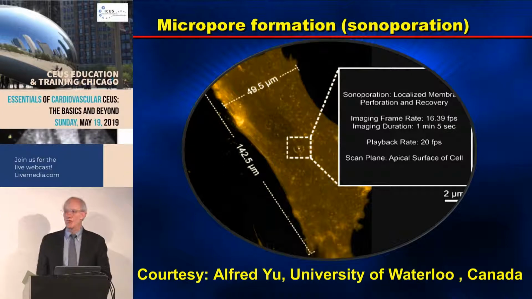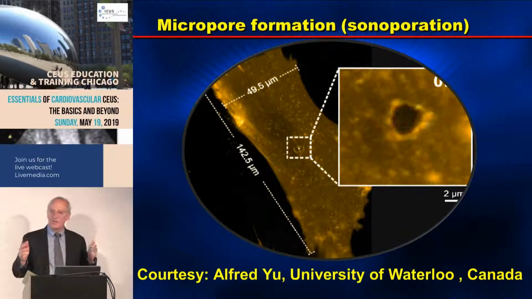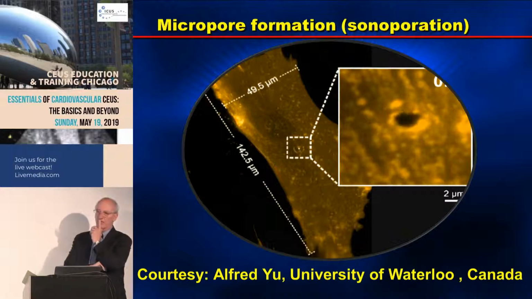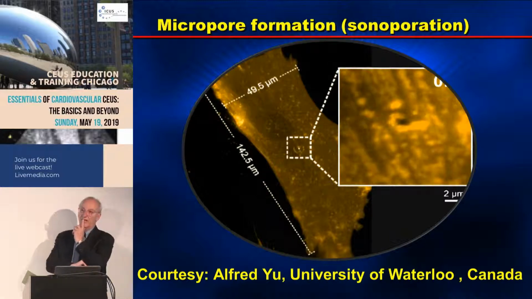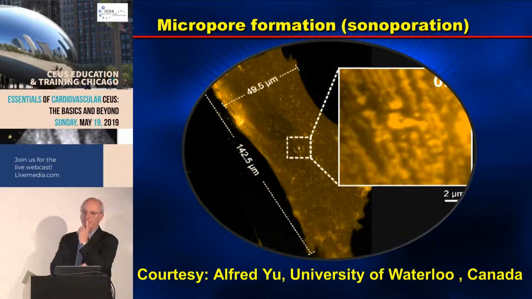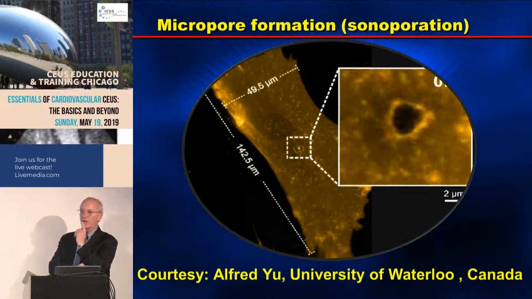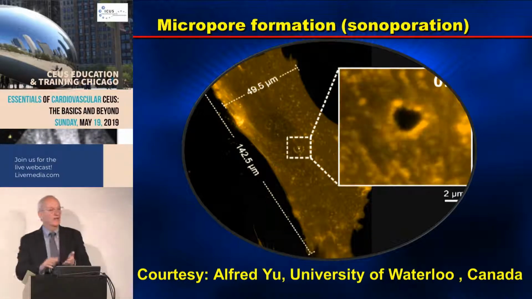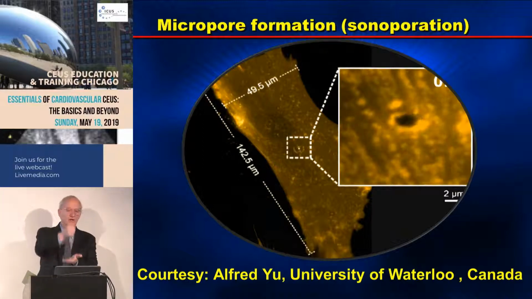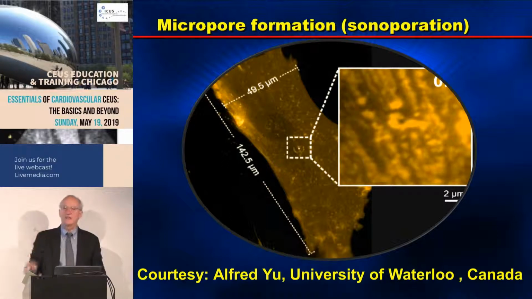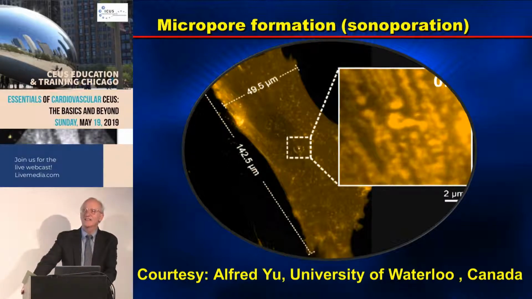This is the most remarkable picture on a small scale that I've ever seen. This is by Alfred Yu, University of Waterloo, Canada. All right, what are we doing here? That's a single cell on a petri dish. And the white little dot is a bubble. It's 2 microns. The cell is about 140 microns. You see that? What happened? Single cell, 1 bubble on top, ultrasound beam said disrupt. What did it do? It created a pore in the cell.